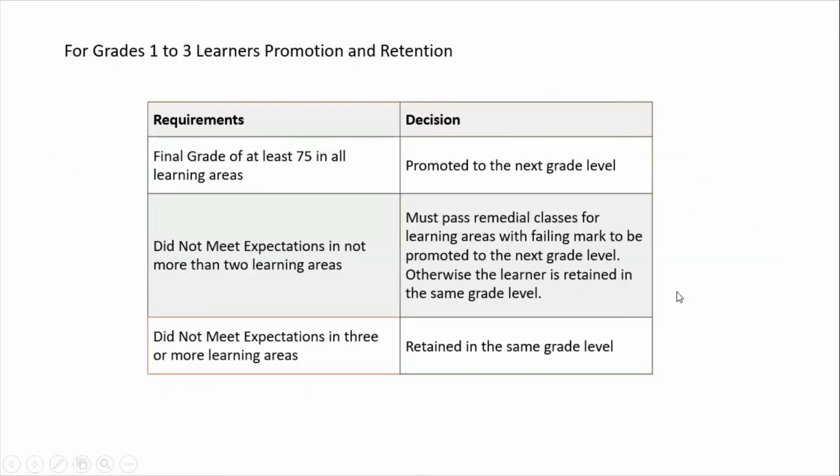For grades 1 to 3, for promotion or retention, with a final grade of at least 75 in all learning areas, you will be promoted to the next grade level. But if you did not meet expectations in not more than 2 learning areas, so 1 or 2 subjects, you need to take remedial classes for that, so that you will be given a recomputed final grade. You need to pass it. But if you have 3 or more learning areas that did not meet expectations, you are retained on the grade level.